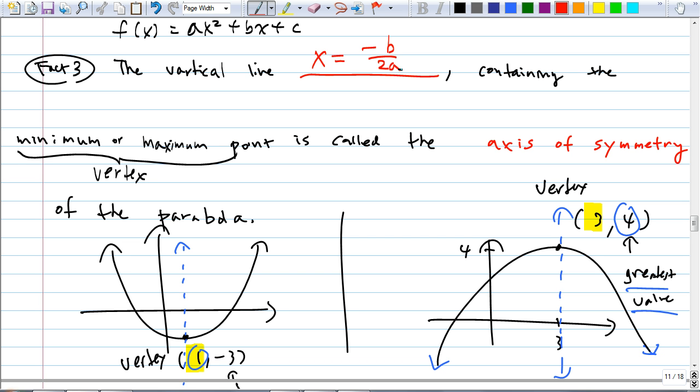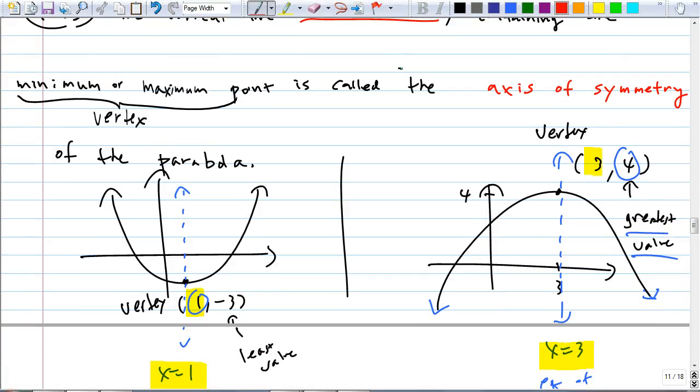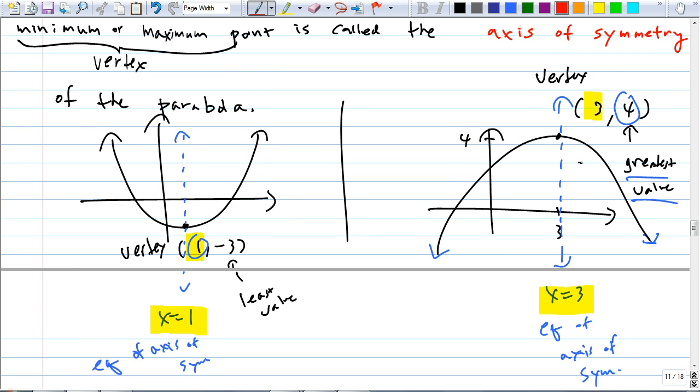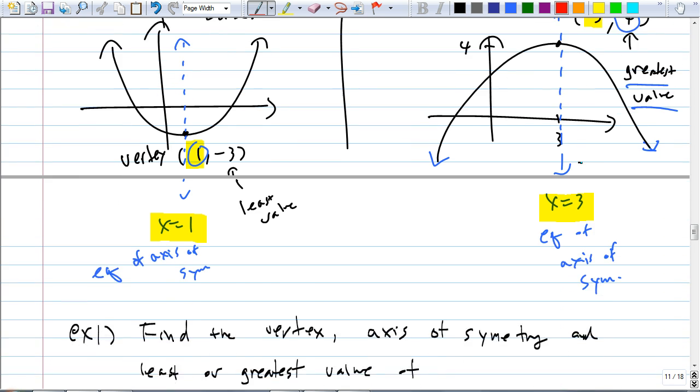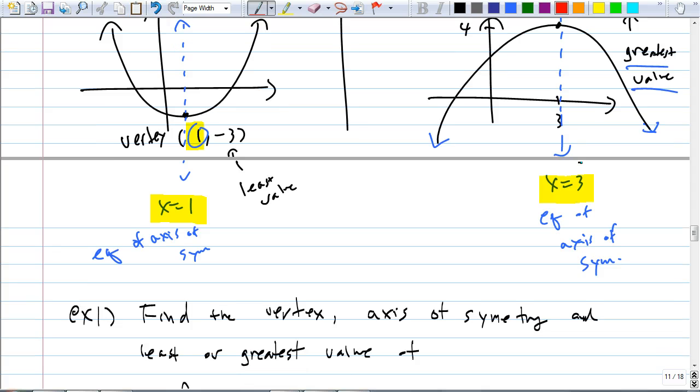It's always going to be the x coordinate of the vertex, right? Because the vertical line is going to be x equals some number, and since it has to go through the vertex, it's the x coordinate of the vertex. Everybody got that? Does this make sense? Any questions? So I wrote down x equals 1, same as the x coordinate of the vertex. X equals 3, same as the x coordinate of that vertex. All right, if you got that, let's do example 1, finally, of this section.